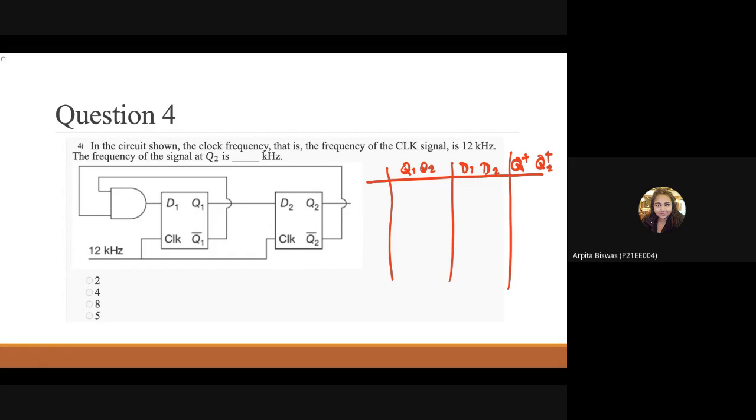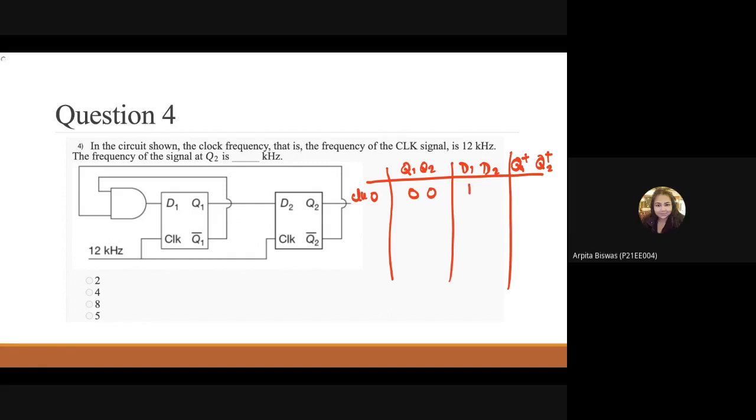Okay, so see. In the first state, we are considering the clock is 0. In that case, Q1, Q2 we are taking 0, 0. Now tell me what is the value of D1 and D2. See, Q2 bar is going to the AND gate with Q1 bar, and then it is going to D1. So D1 is equal to the AND connection of Q1 bar and Q2 bar. So now tell me what is the value of D1 if Q1 and Q2 are 0, 0. D1 is 1.